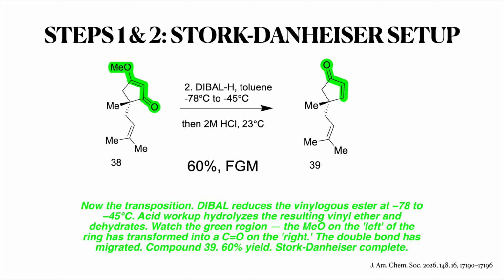Now, the transposition. DIBAL reduces the vinylogous ester at minus 78 to minus 45 degrees Celsius. Acid workup hydrolyzes the resulting vinyl ether and dehydrates. Watch the green reagent. The methoxide on the left of the ring has transformed into a C=C double bond on the right. The double bond has migrated. Compound 39, 60% yield. Stork-Danheiser complete.